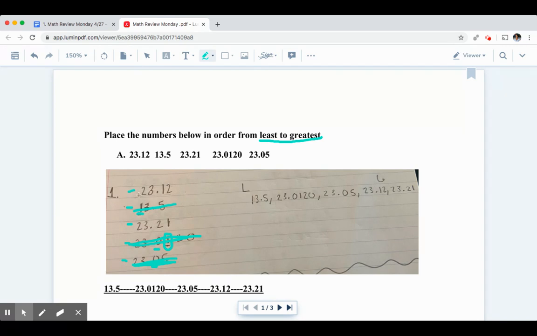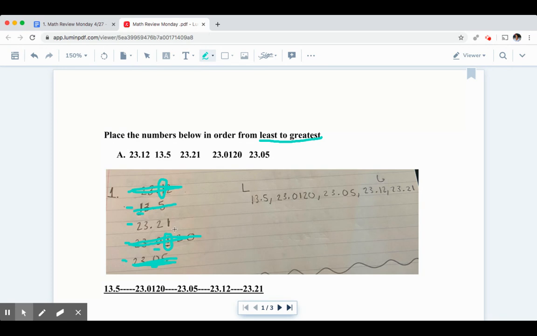Last, I have two numbers to compare. And we know that they have the same numbers in the tens and ones place. So we'll start at the tenths place. One number has a 2 while the other has a 1. So I know that the number with the 1 in the tenths place is smaller and it will go next.